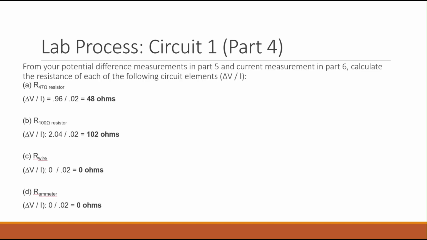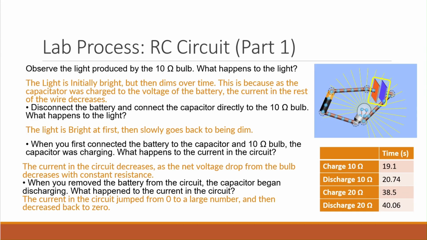And now we can calculate the resistance of each of the following circuit elements. We figured out that the resistance of the 47 ohm resistor is 48, the resistance of the 100 ohm resistor is 102, and so on and so forth. Basically what we were expecting.